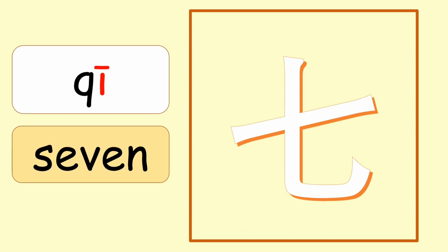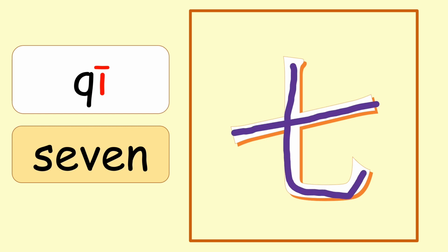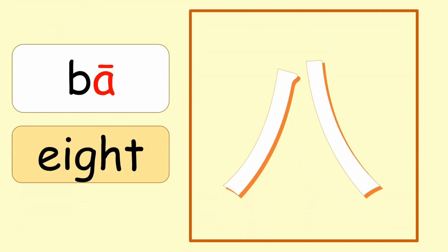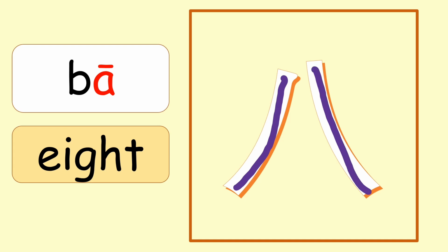7 is qi, only 2 strokes here, 1 and 2. Qi means 7. So, 1, 2, 3, 4, 5, 6, 7. Next, it's ba. Ba is number 8. Only 2 strokes here, 1 and 2. Remember to keep a space between these two lines. It is not attached to each other. This letter is ba, means number 8.